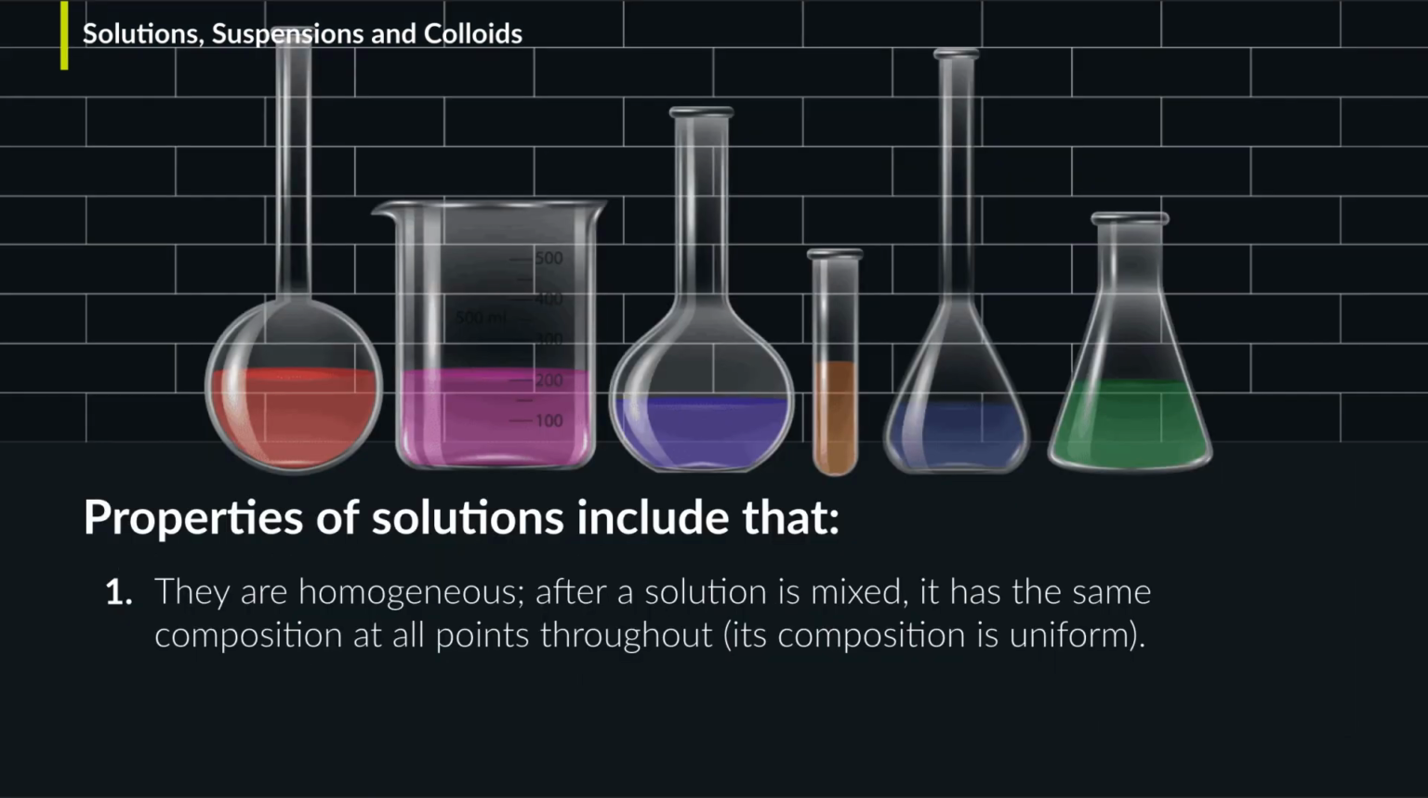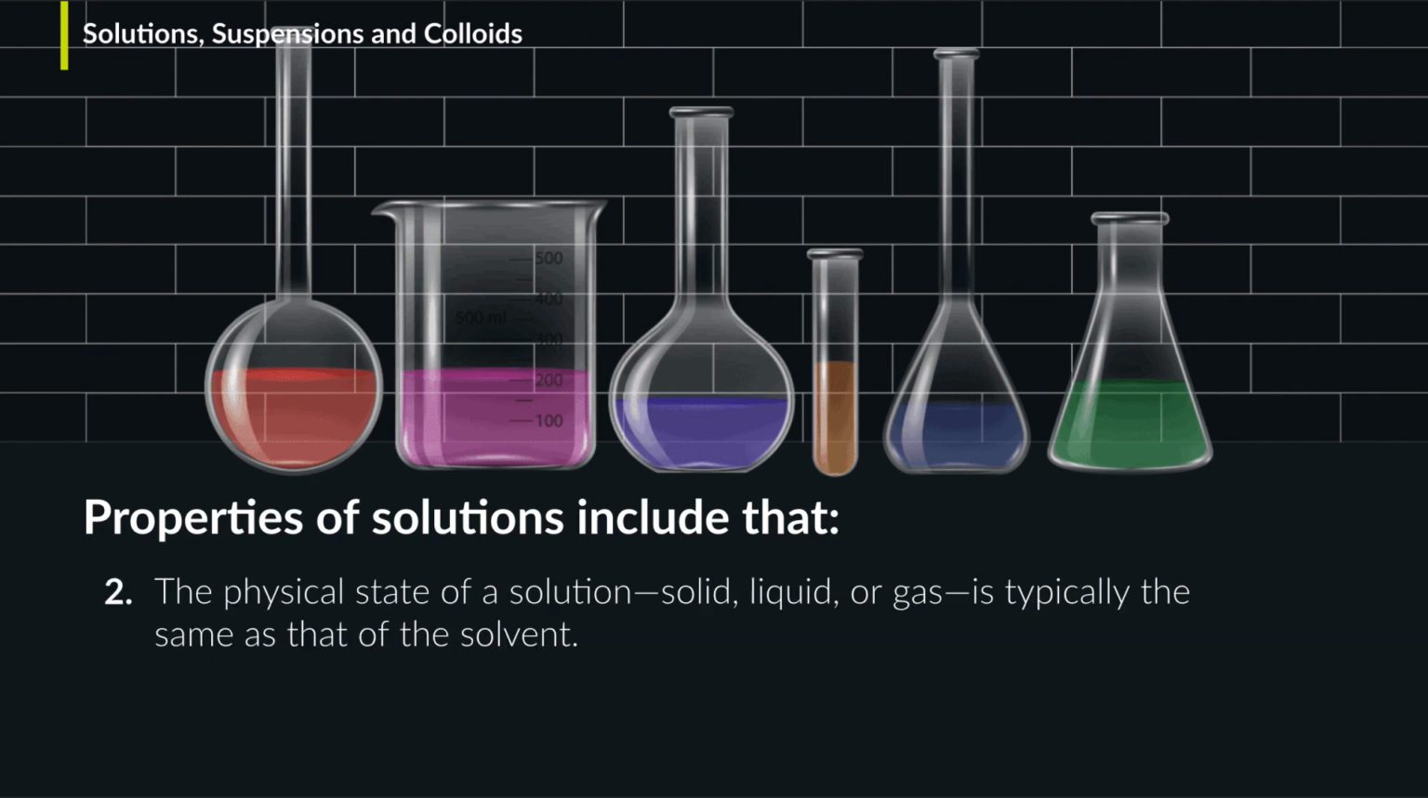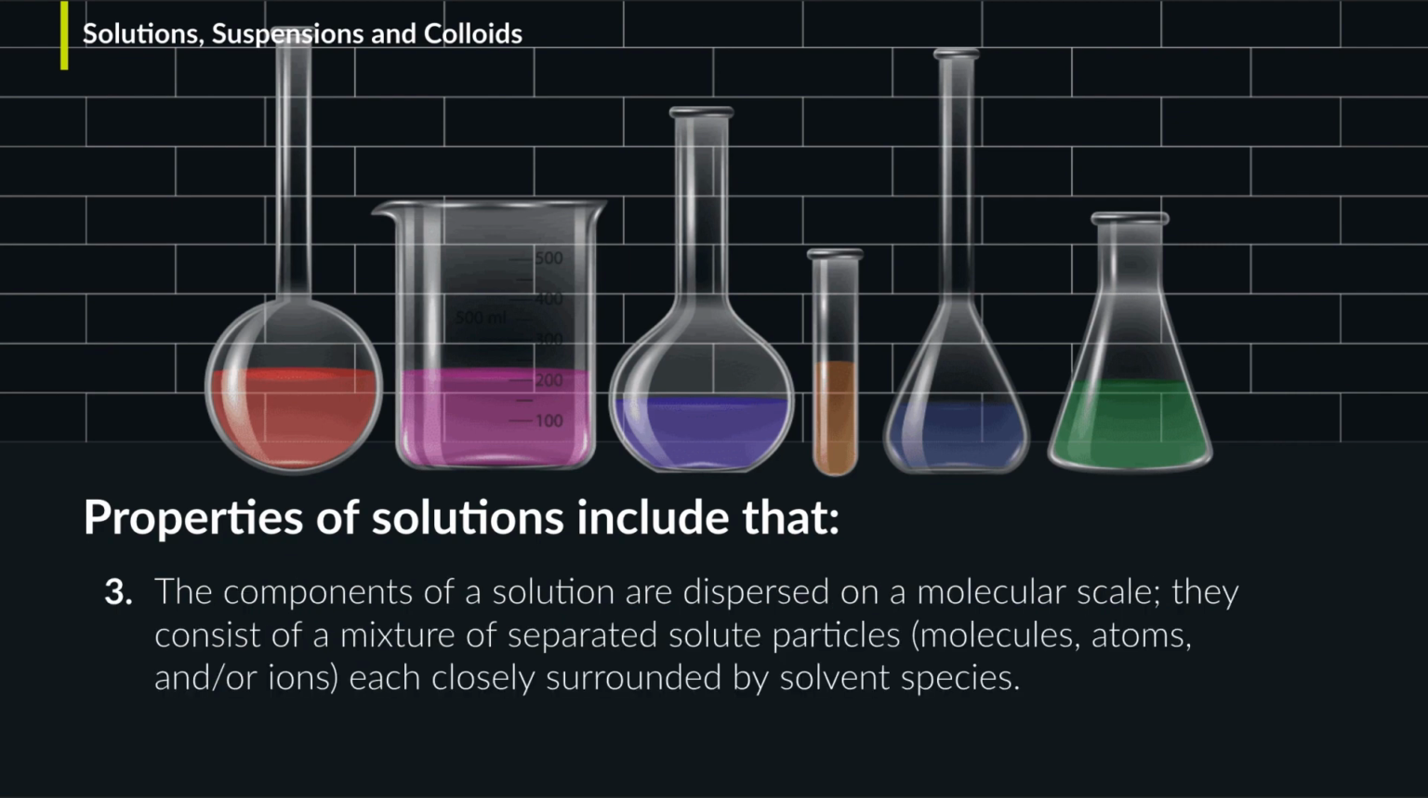Properties of solutions include: they are homogeneous. After a solution is mixed, it has the same composition at all points throughout. Its composition is uniform. The physical state of a solution, solid, liquid, or gas, is typically the same as that of the solvent. The components of a solution are dispersed on a molecular scale.